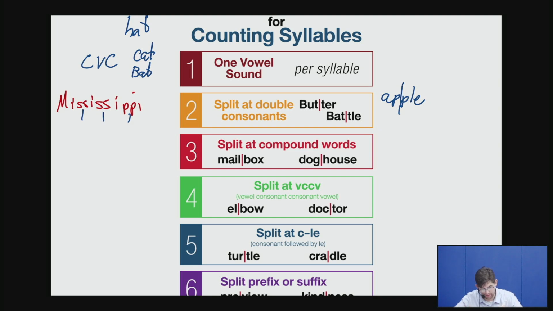Our next rule for counting syllables is that many words split at compound words. And compound words are when we have 2 words that have been put together. So another way to think of this is we have 2 one-syllable or one vowel sound words, and we have 2 of these put together. So 1 plus 1 equals 2. So our examples are mailbox and doghouse.